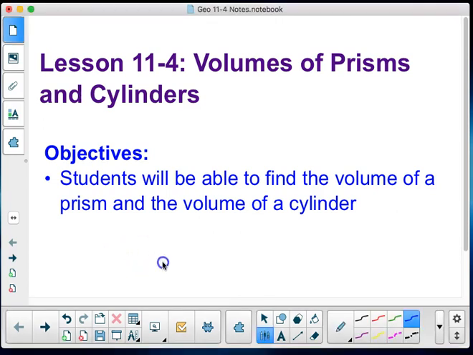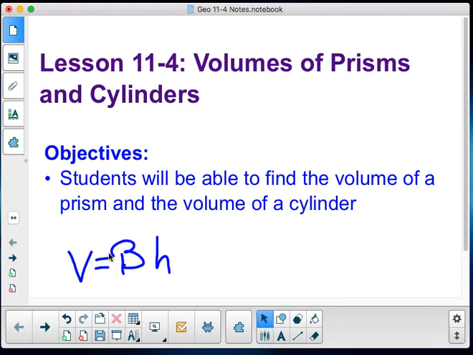You find the area of your base, your big B. You multiply it by height, and you're going to have volume. And that is the goal. Base identification, know what the formula is, and you're off to the races.